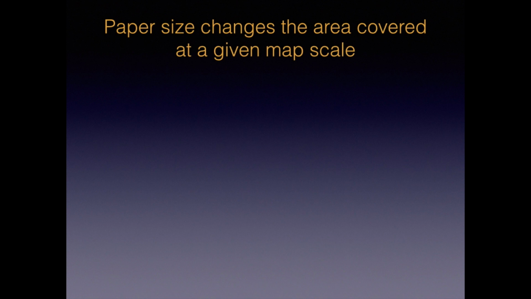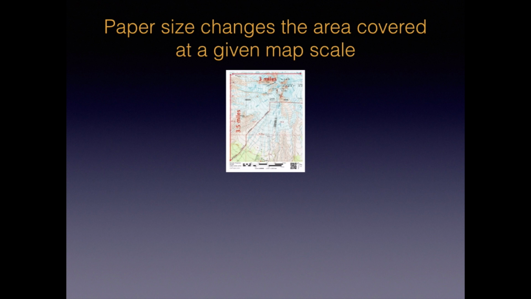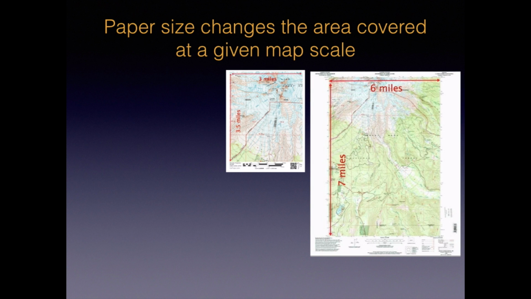Keep in mind that the paper size you choose changes the total area covered by a given map scale. For example, if you print a 1 to 24,000 map on 8.5 by 11 paper, it'll cover about 3 by 3.5 miles. If you buy the same scale map, 1 to 24,000, but it's printed by the US Geological Survey on a bigger poster-sized sheet of paper, this map now covers 6 by 7 miles, or roughly 4 times the area. If you want a zoomed-in, large-scale map on 8.5 by 11 paper, you may need to print different sheets to cover your entire trip.